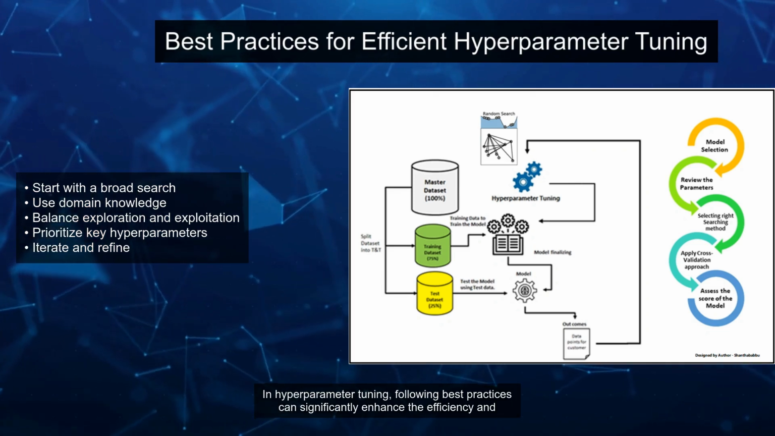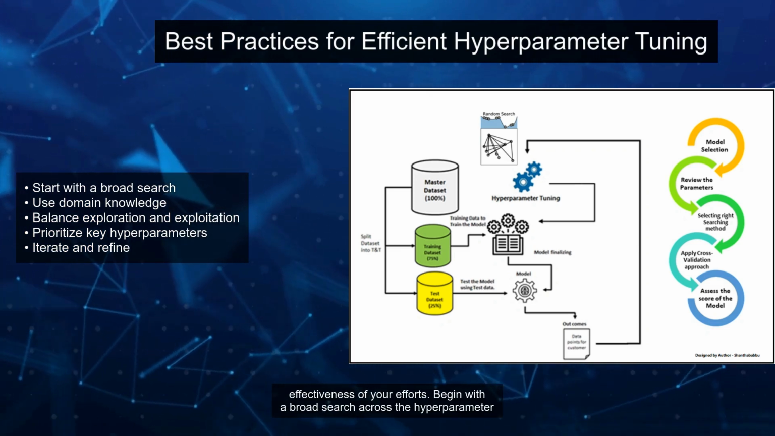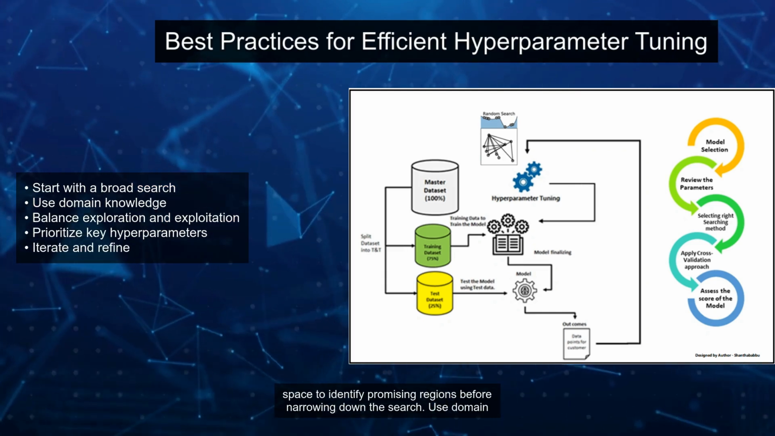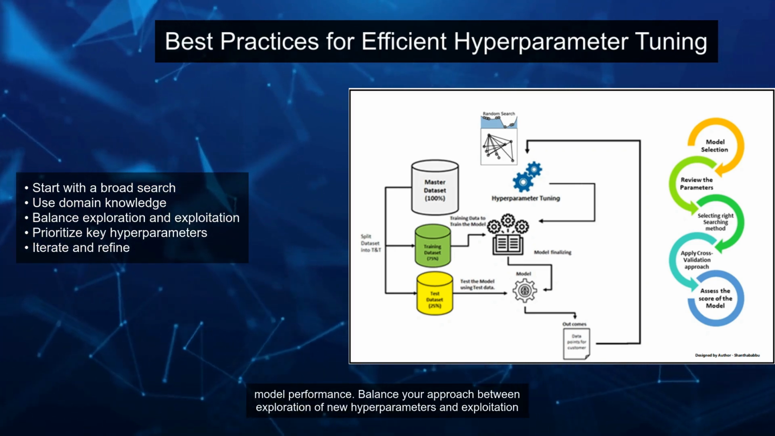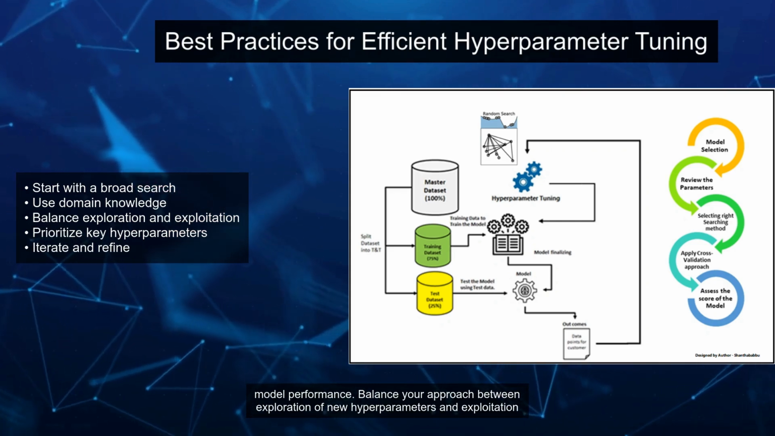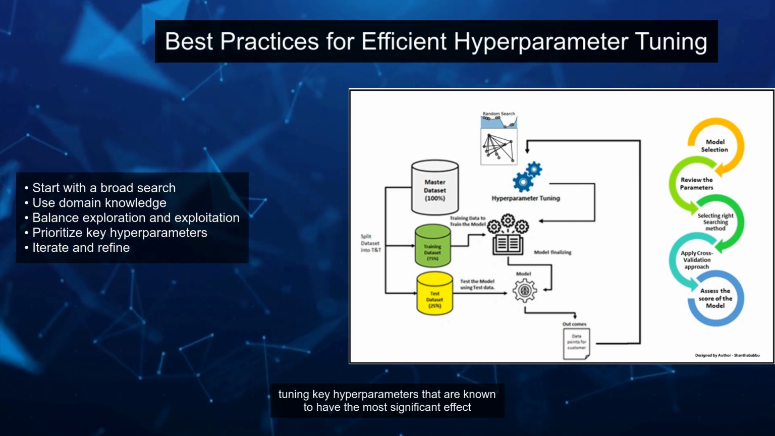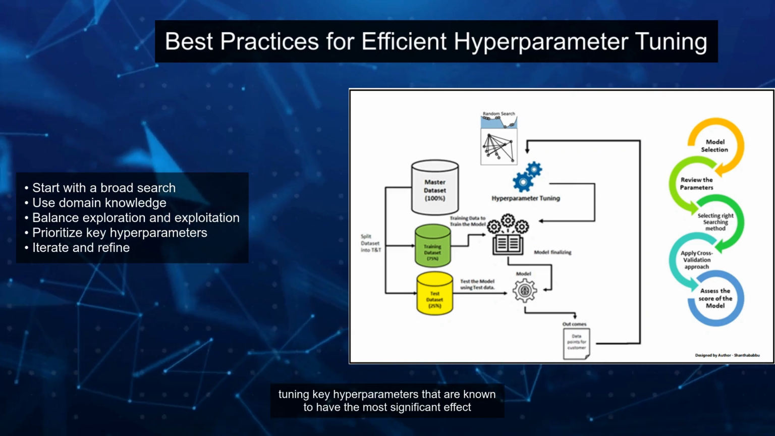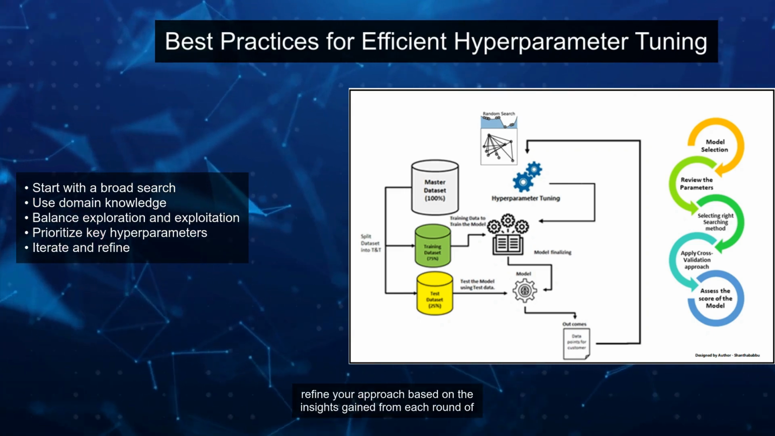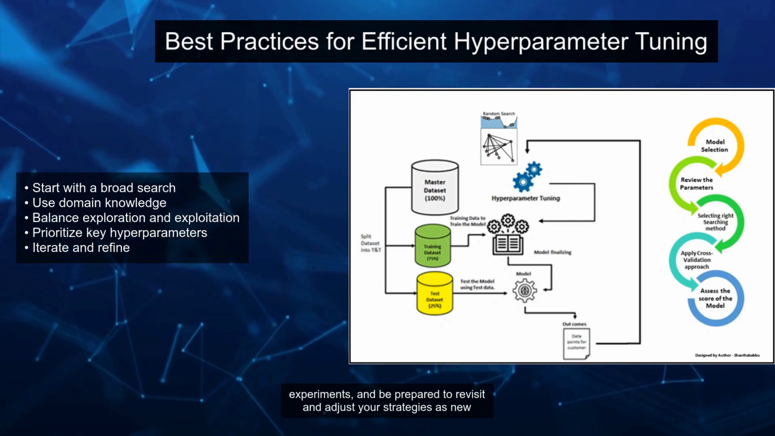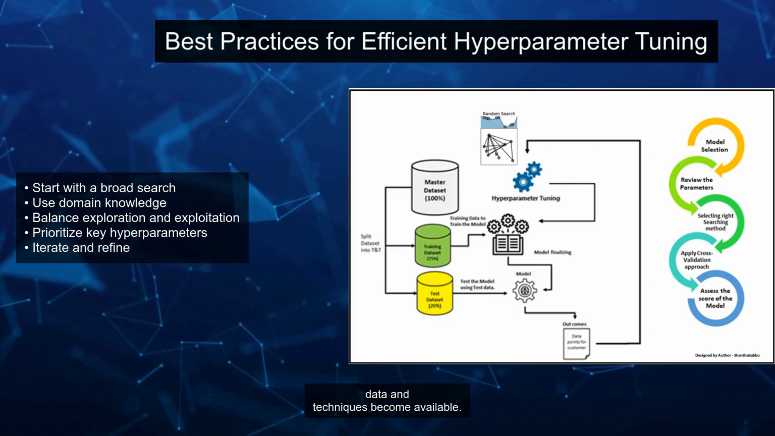In hyperparameter tuning, following best practices can significantly enhance the efficiency and effectiveness of your efforts. Begin with a broad search across the hyperparameter space to identify promising regions before narrowing down the search. Use domain knowledge to inform your choices, focusing on hyperparameters known to significantly impact model performance. Balance your approach between exploration of new hyperparameters and exploitation of known good settings to avoid getting stuck in local optima. Prioritize tuning key hyperparameters that are known to have the most significant effect on model outcomes. Finally, remember that tuning is an iterative process. Continuously refine your approach based on the insights gained from each round of experiments, and be prepared to revisit and adjust your strategies as new data and techniques become available.